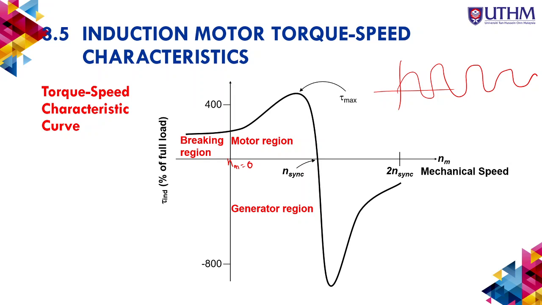This is the characteristic. For example, if you want to buy a motor, you can see the characteristic first, so then you will know your requirement.